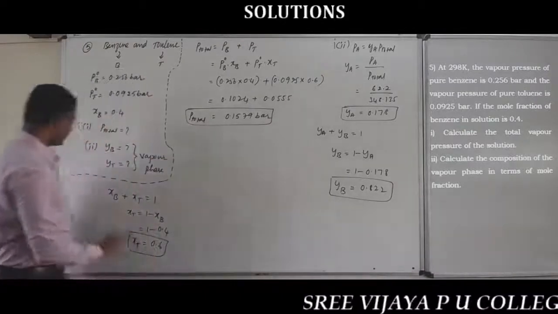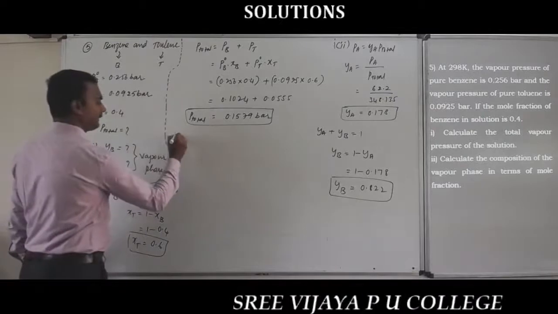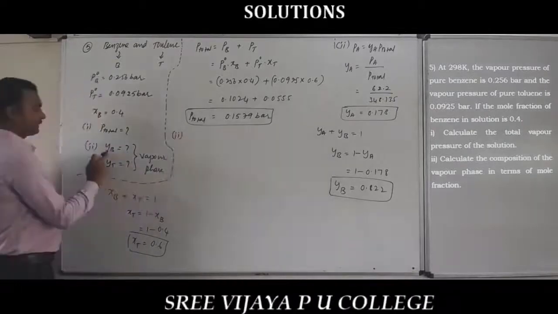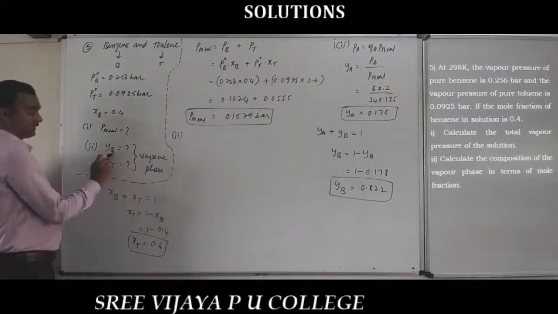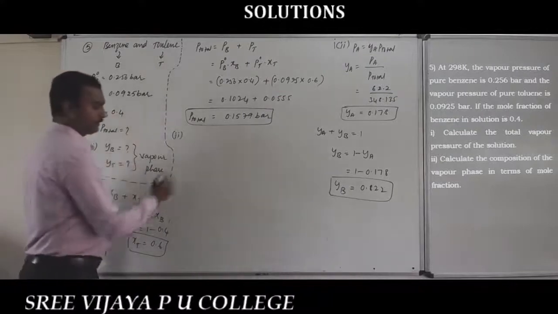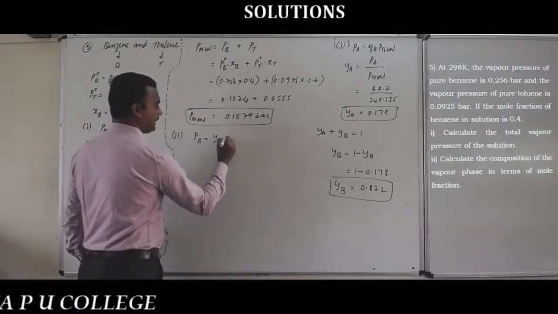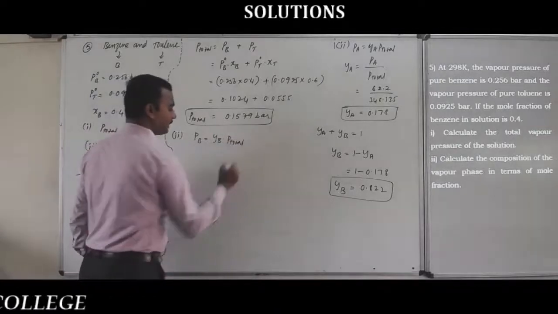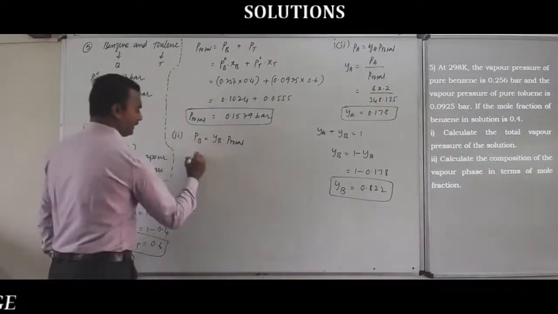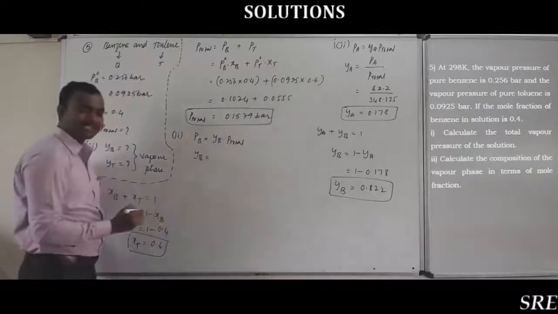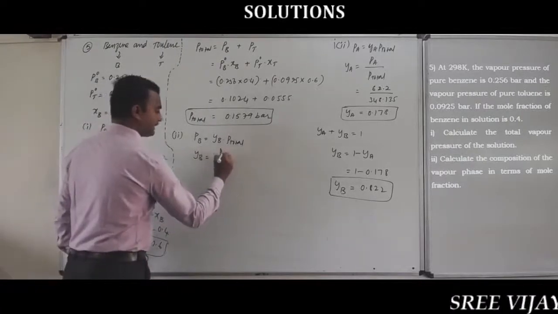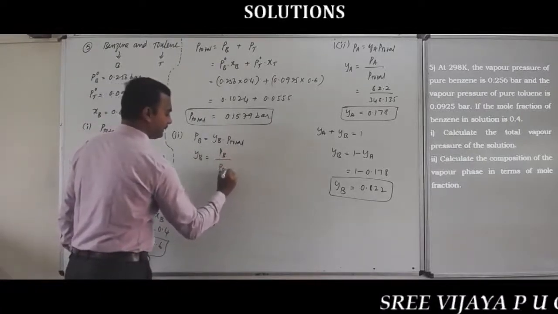So now the second one is you have to calculate the mole fraction of component B, that is benzene, and toluene in the vapor phase by using PB is equal to YB into P total, that is according to Dalton's law. So then YB, the mole fraction of component benzene in vapor phase, is equal to PB divided by P total.